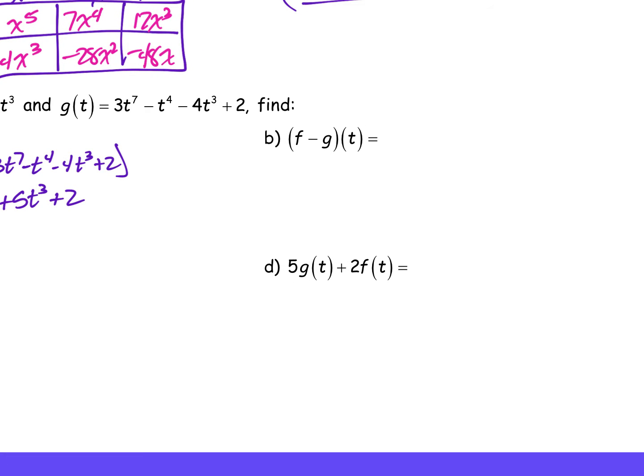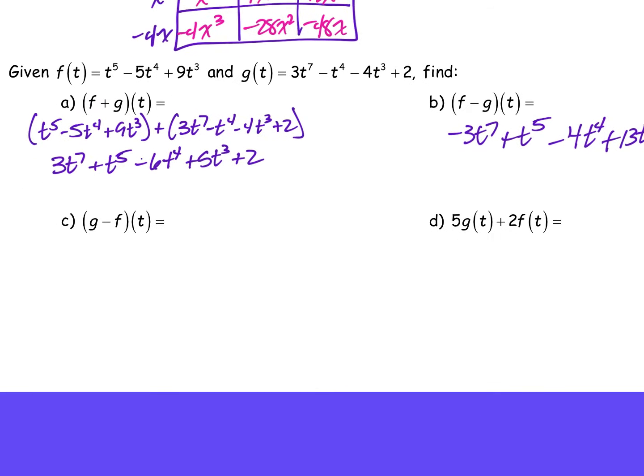So B becomes what? I'm doing F minus G now instead of add. Negative 3t to the 7th, beautiful, plus t to the 5th, minus 4t to the 4th plus 13t cubed minus 2. Minus 2, right? Nice. Okay. Good job, you guys.